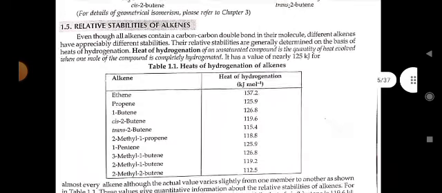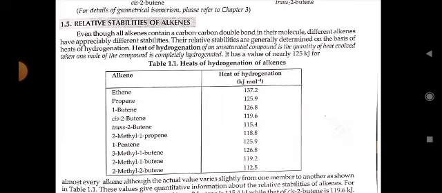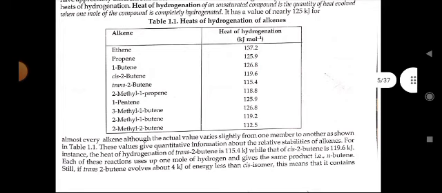Relative stabilities of alkenes. Even though all alkenes contain a carbon-carbon double bond in their molecule, different alkenes have appreciably different stabilities. Their relative stabilities are generally determined on the basis of heats of hydrogenation. Heat of hydrogenation of an unsaturated compound is the quantity of heat evolved when 1 mole of the compound is completely hydrogenated. It has a value of nearly 125 kilojoules for almost every alkene, though the actual value varies slightly from one member to another, as shown in the table.